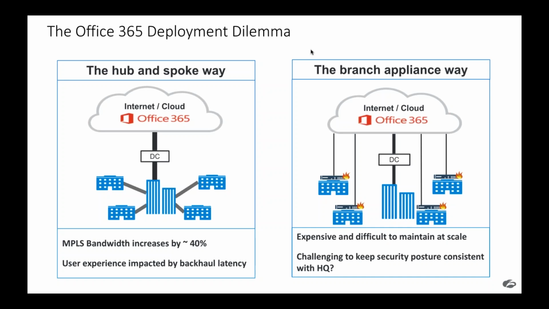Now, that causes a couple of problems. One is that we typically see on average, and this is kind of anecdotal evidence through our analysis of our statistics on our platform, a general increase of around 40% when it comes to the internet bandwidth that's consumed because of the adoption of Office 365 traffic.